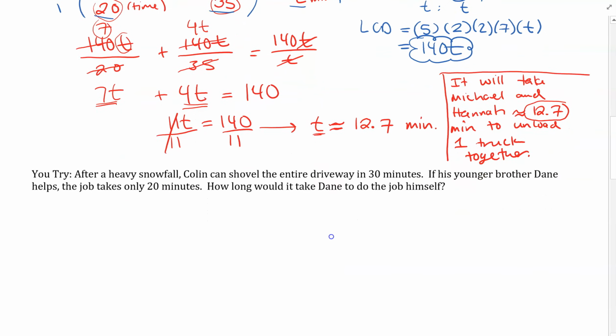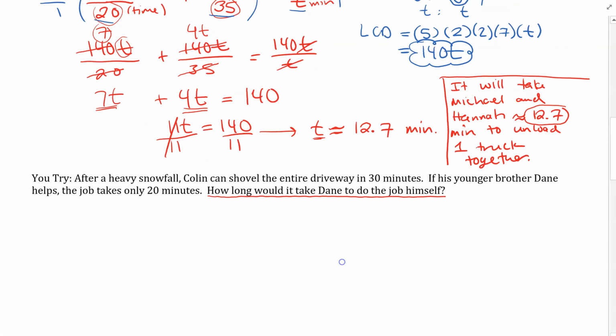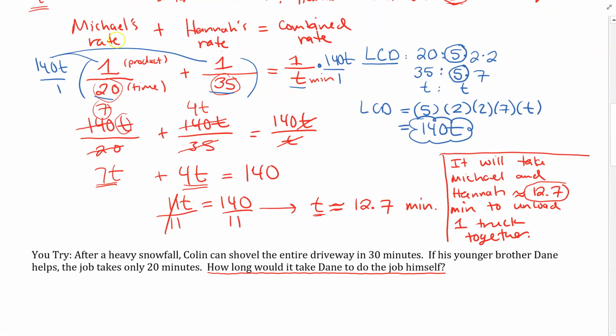Okay. I want you to try one. So this is going to be a little bit different setup because now I'm looking for a different time, how long it would take Dane to do a job himself. So kind of be aware of that. When you're setting things up, remember that if you add two different rates, it'll give you the combined rate. Okay. And then see if you're able to arrive at the correct answer.